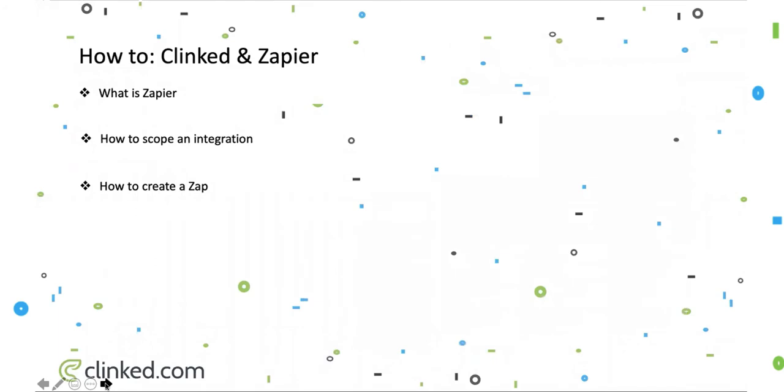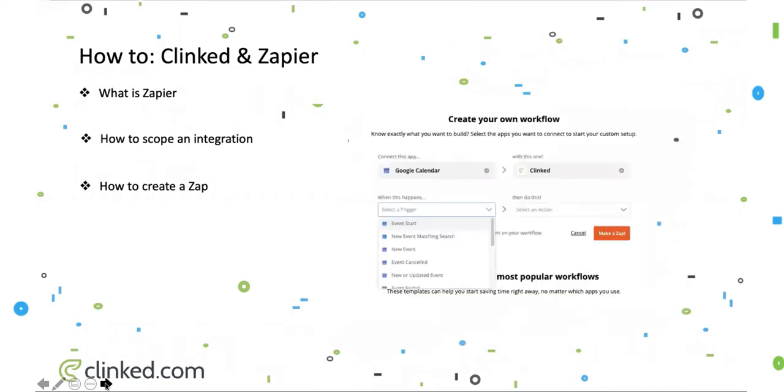So we're just going to go through, how do you actually create a Zap? We'll go back to that same page we were just talking about a moment ago. Say I have Google Calendar, and I want to send data from my Google Calendar into Clinked.